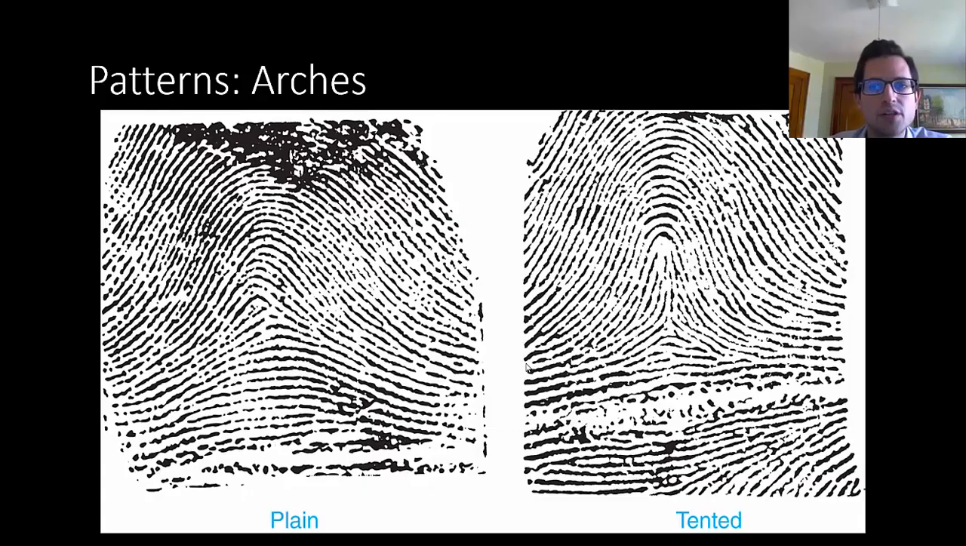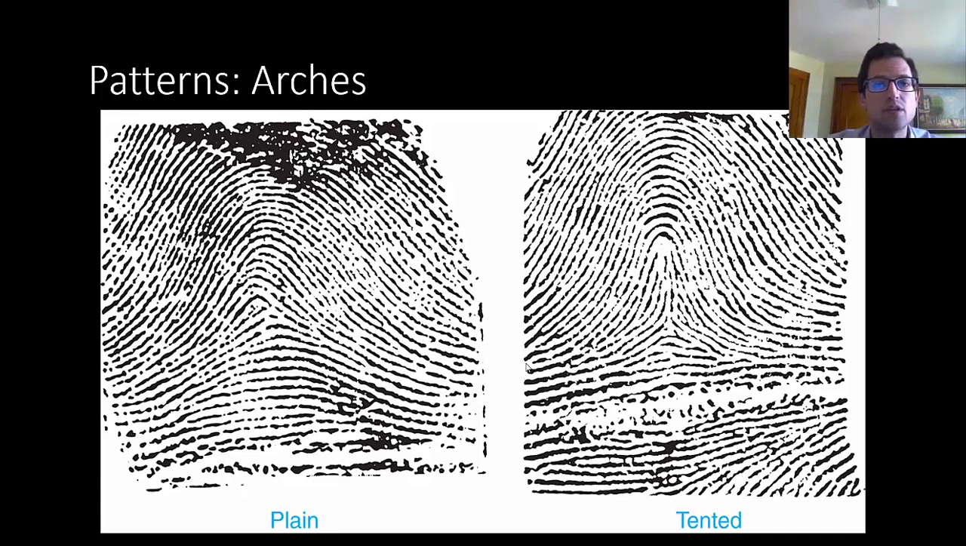Finally, we have arches, and there's two types of arches. Figured I'd show you both because they're pretty simple. An arch is just basically a little bit of a wave in the ridge patterns. We have a plain arch, which is more of a gentle arc, and then we have a tented arch, and the tented arch is just more of a sharp pattern, less than a 90-degree angle, if you like. So that there's a 90-degree angle, tented arch would be somewhat less than that.